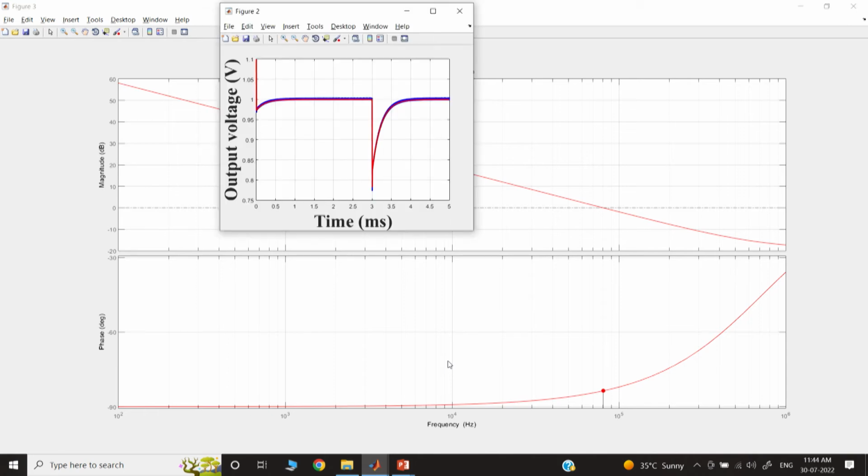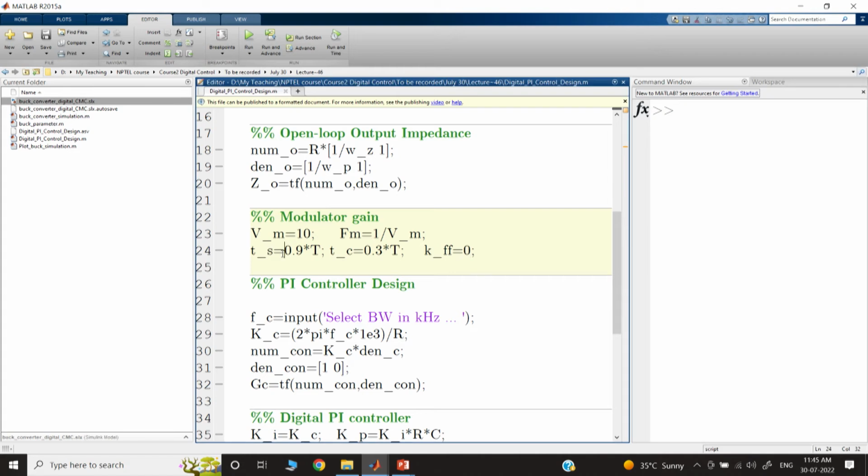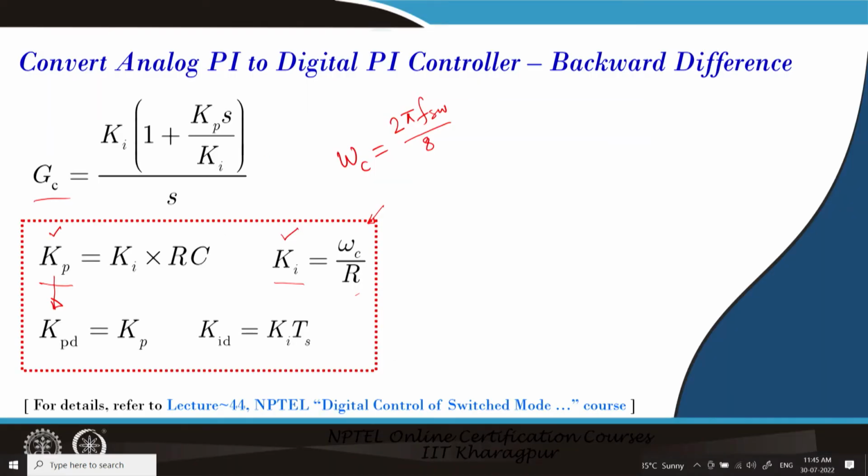Now, when you go to digital control we will have one additional lag, and how much is the phase delay? Here 0.9 T, that means we are taking the sample first and then switching, and this duration is 0.1 T, that means T by 10. So, we are taking a sampling delay of T by 10, because it is first sampling then switching, and that will give rise to some kind of phase lag.